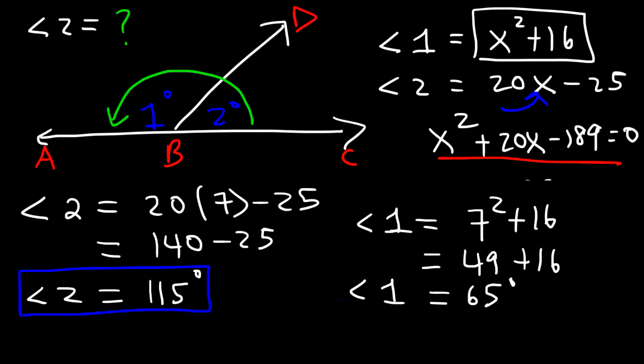Now to make sure that we have the right answer, we need to check to see if these two angles add up to 180. And 115 plus 65, if you type it in your calculator, does add up to 180. So this is the right answer for the problem.